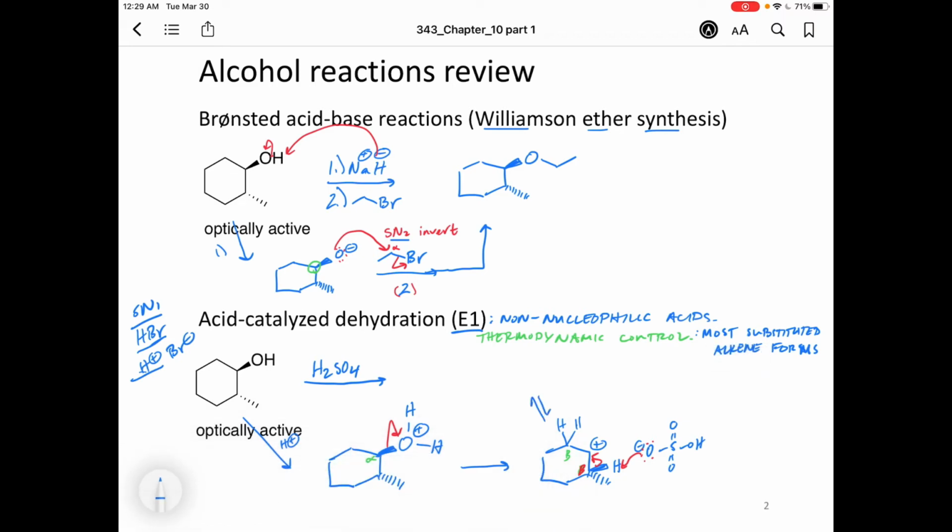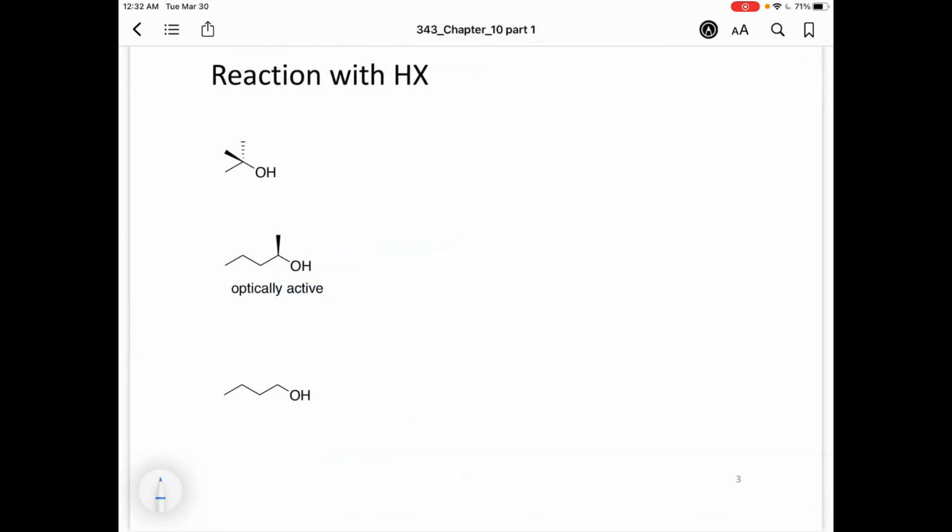Now, these are reversible steps. And this forms our desired alkene. Now we don't have stereochemistry now at the alkene. Remember, alkenes are flat. And so these are two reactions that we have seen before. This is just review.